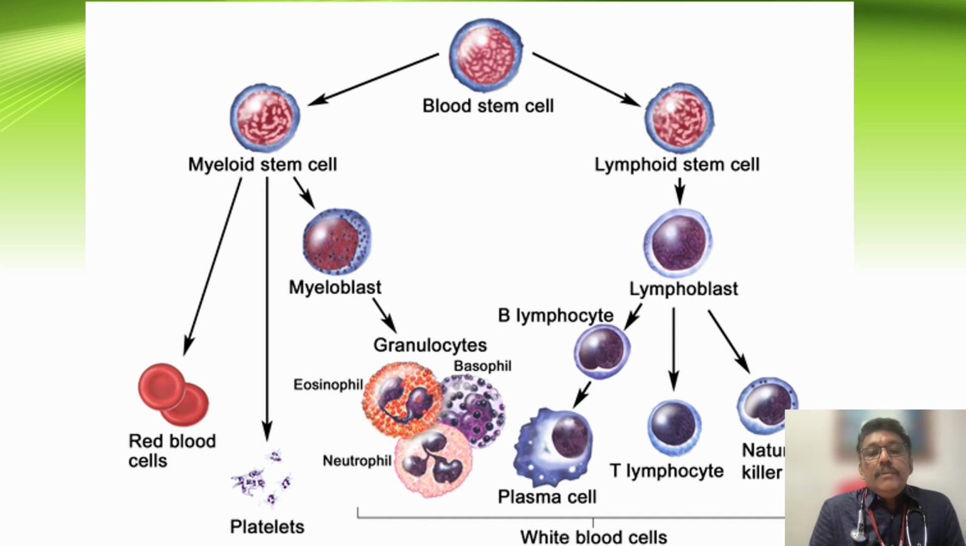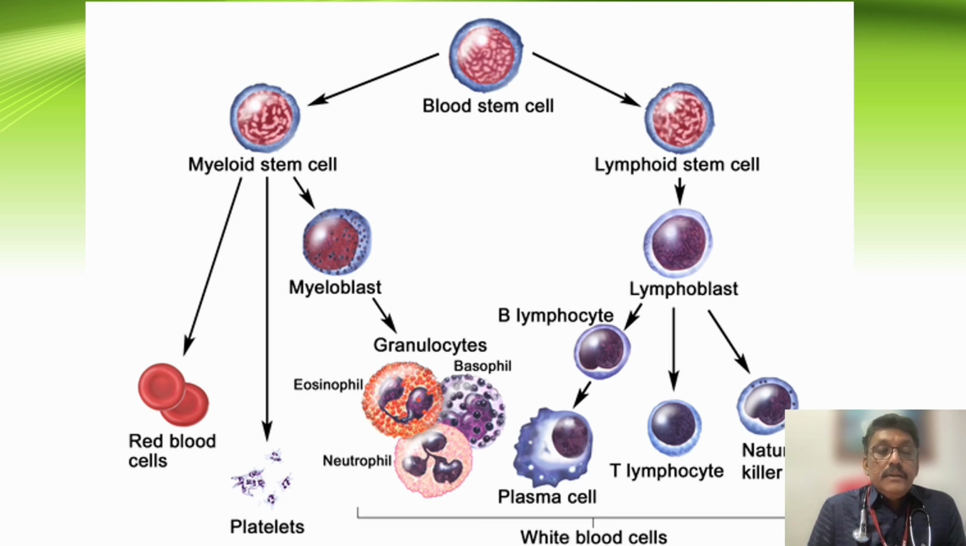On the other side, lymphoid tissue gives lymphoblasts, plasma cells, T lymphocytes, killer cells, B lymphocytes, and so many other cells are formed. So basically, there are different functions. RBCs carry oxygen and glucose, and platelets help in forming coagulation or prevent bleeding.